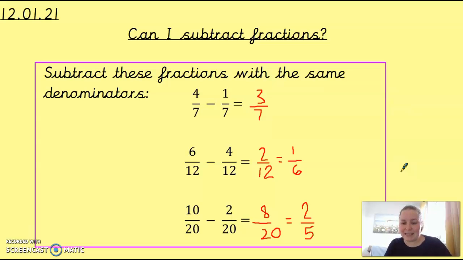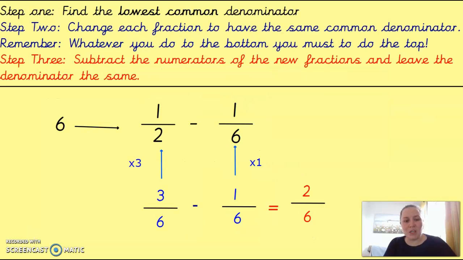So this is going to be exactly the same as yesterday. I'm going to talk you through the steps and an example. We're going to do a couple together, then you can go off and choose your independent activity, okay? So just like with adding fractions, we can't subtract 2 fractions with different denominators. We have to find a common denominator. So let's go through our steps together.